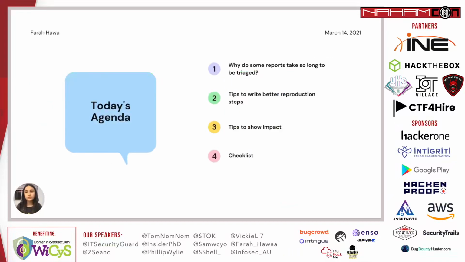So let me tell you what we're going to explore today. First, we're going to answer the question, why do some reports take so long to be triaged? And once we're done with that, I'm going to give you some tips on how you can write better reproduction steps and how you can show impact in your report. These tips come from my point of view as a triager, so I'm just going to share that with you, so you can help whoever's on the other side of the screen validate your bug and triage it faster.